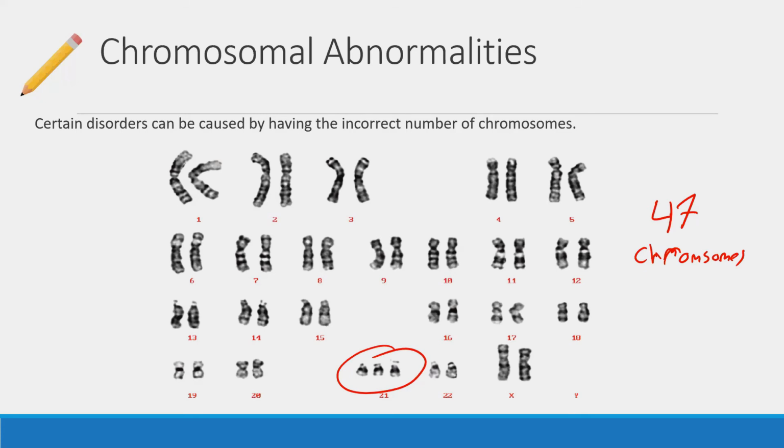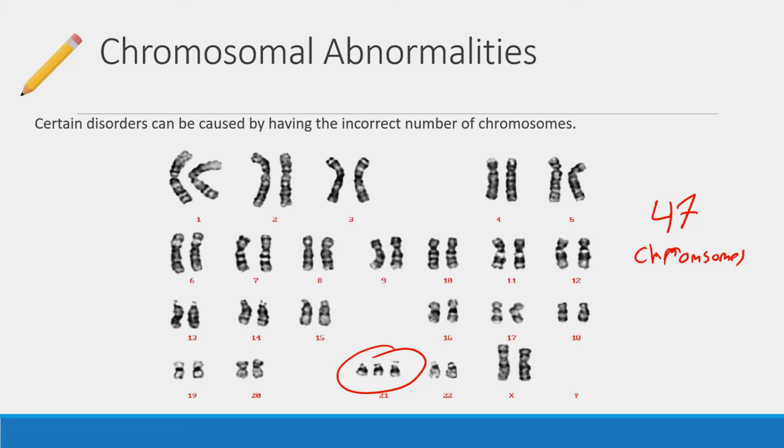So it should only have one from mom and one from dad. This one maybe has two from mom and one from dad, or two from dad and one from mom. And that might be because the egg cell didn't split properly or the sperm cell didn't split properly. Or it might be that when the egg got fertilized, something didn't split properly there. So let's have a look at what could happen.